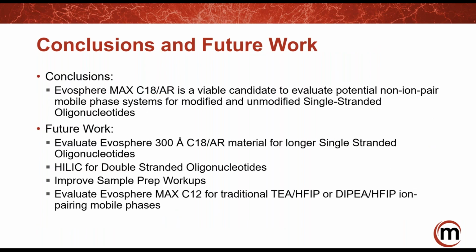So the conclusions and future work: we have applied this new technology, which is the Evosphere Max C18AR, and we believe it's a viable candidate to evaluate potential non-ion pair mobile phase systems for modified and unmodified single-stranded oligonucleotides. And the point there is the fact that they're single-stranded. For future work, for larger single-stranded oligonucleotides, we have applied this bonded phase chemistry to a 300 angstrom pore size. So we believe that we will be able to handle even larger single-stranded oligonucleotides.